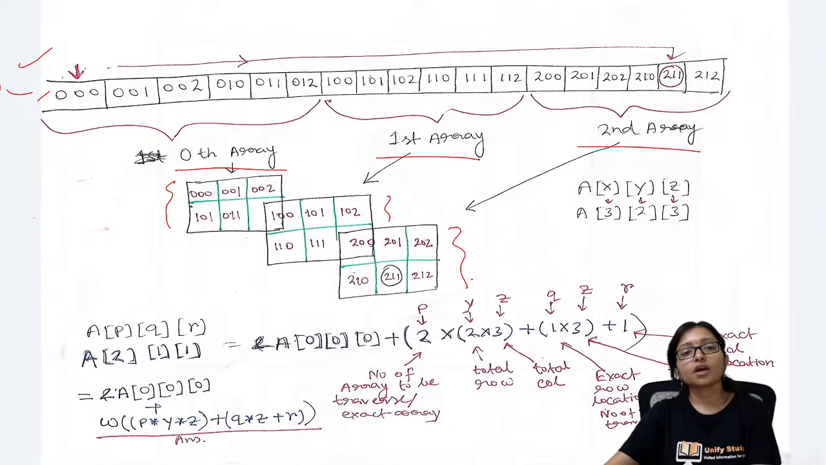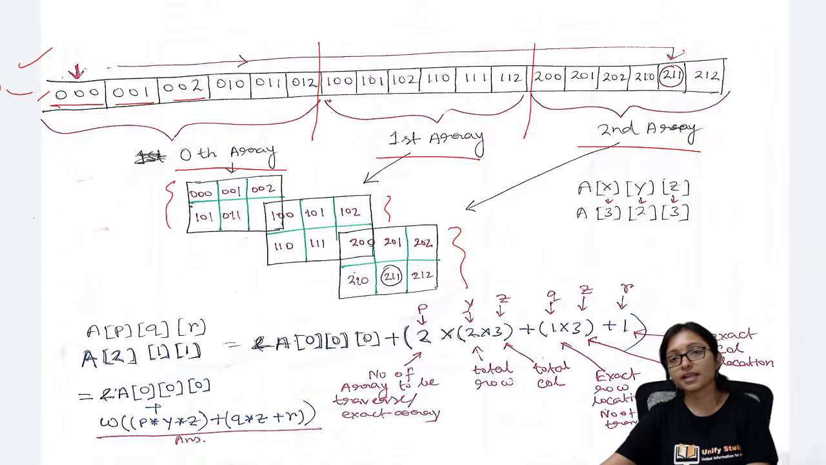Okay. Now whenever I am representing, what are the elements? I insert the elements also here. These are the positions 0 0 0, 0 0 1, 0 0 2. This is my first array, this is my second array, and this is my third array. In this way we are going to represent.